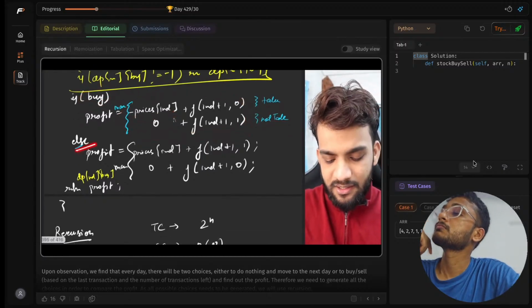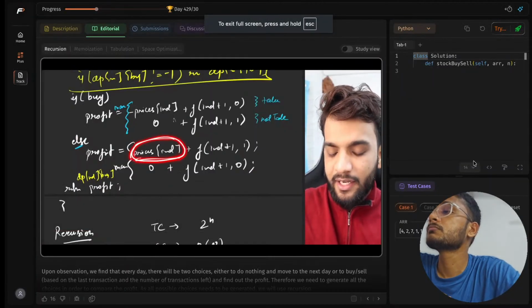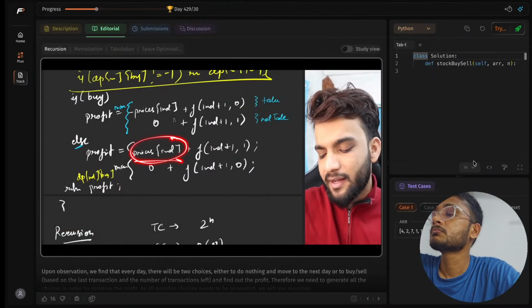And if it says, hey listen, I'm not allowed to buy, I'm allowed to just sell, then either you can sell. So if you sell from the market, you'll get this value back. This is the value that you'll get back, and you'll go to the next day.